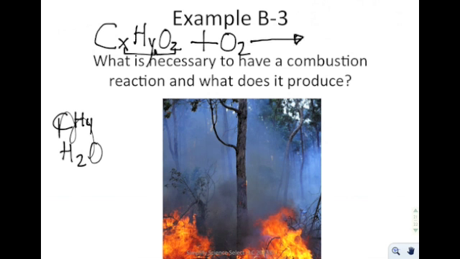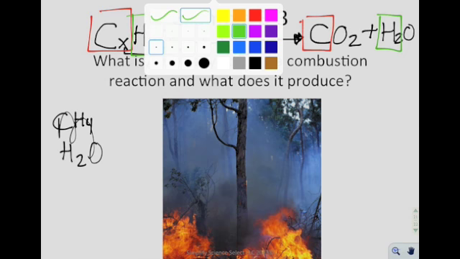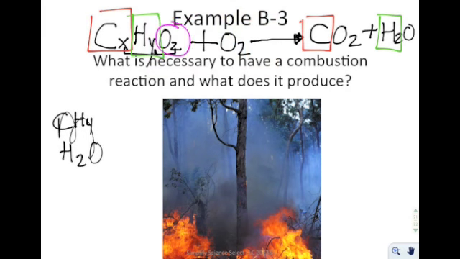As a result of mixing these two things, you will produce some combination of carbon dioxide and water. Now, the carbon here must come from the carbon there. The hydrogen here must come from the hydrogen here. The oxygen is a little bit different because the oxygen can come from either the molecule or what it's burning. So that's where it gets a little bit trickier in terms of balancing the equation, which we will talk about in the next unit.